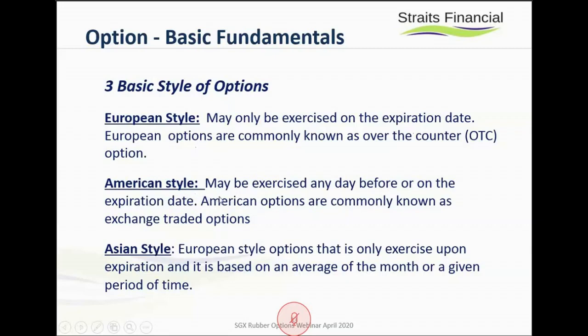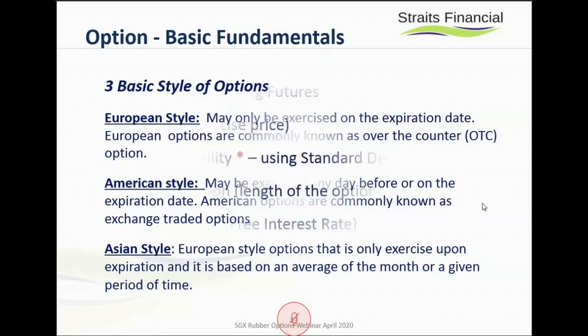All right? American style options can be exercised any day. That means if you buy the option today, from tomorrow onwards, before the expiration, you can exercise anytime. It gives you a lot of flexibility. All right? And a lot of commodities, futures options contracts, are American style. All right? And Asian style is basically where you can only exercise upon expiration, but usually it is based on the average over a month or a given period of time. All right? So please remember, European style exercise only upon expiration. American style can exercise anytime after you purchase the option. And please remember, only buyers of options can exercise.